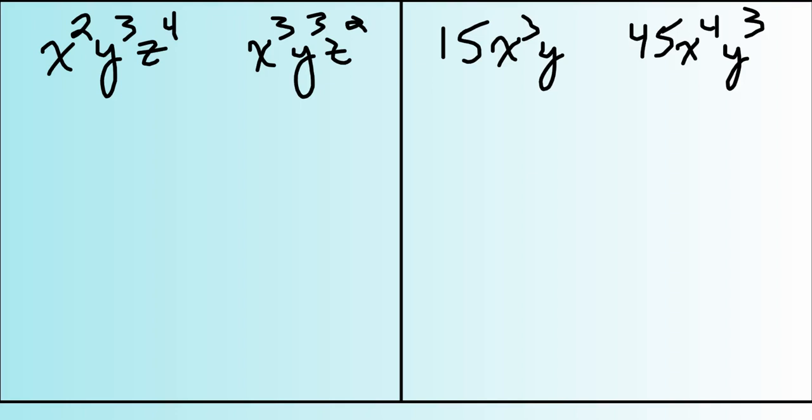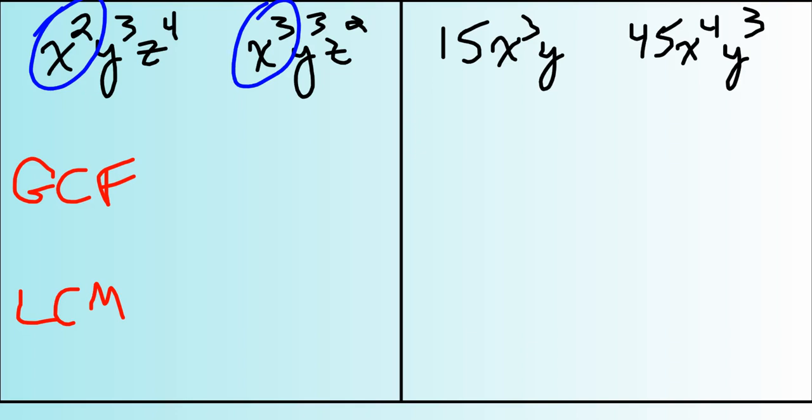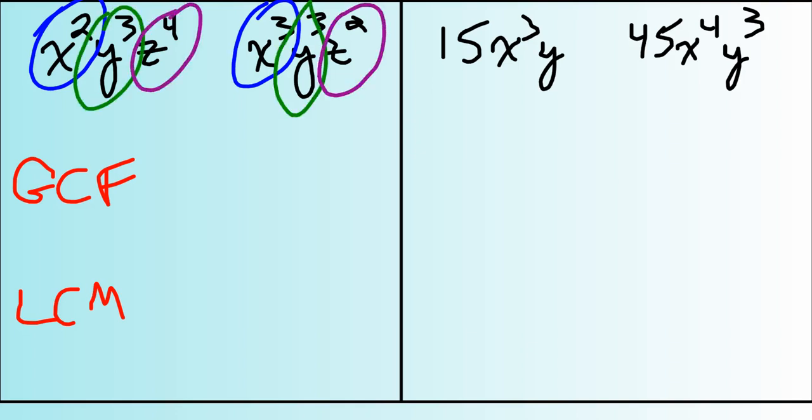So for both the GCF and the LCM of our expressions on the left-hand side here, x squared y cubed z to the fourth and x cubed y cubed z squared, we're going to have 3 different variable types here. We're going to have x's, we're going to have y's, and we're going to have z's. So for the GCF, we have x's, y's, and z's.